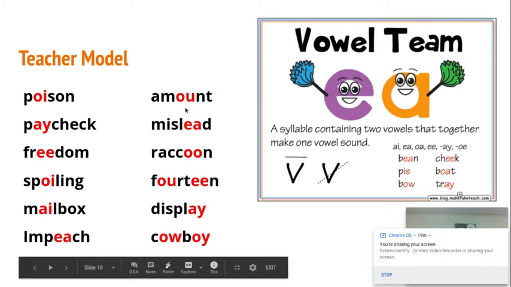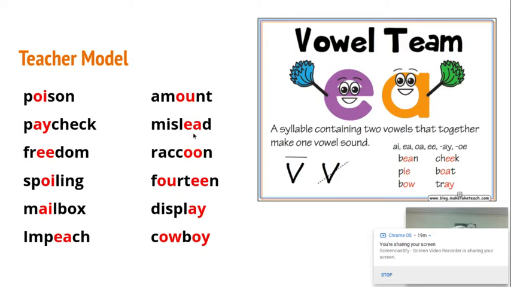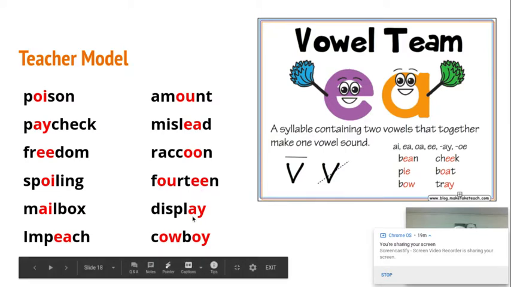Amount. OU makes the OW sound. EA. EA makes the E sound. OO makes the OO sound. Now this word is one of those tricky ones with 2 vowel teams. OU makes the OO sound. In this word, EE makes the E sound. AY makes the A sound. OW makes the OW sound, and OY makes the OI sound. So that's one that has two vowel teams.